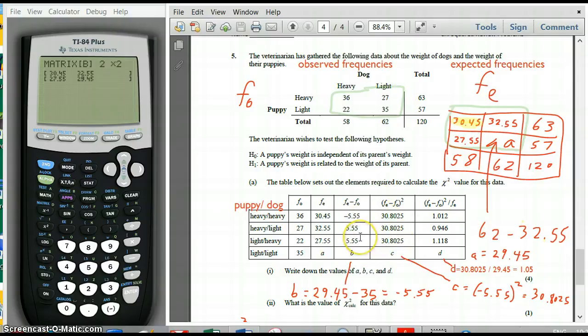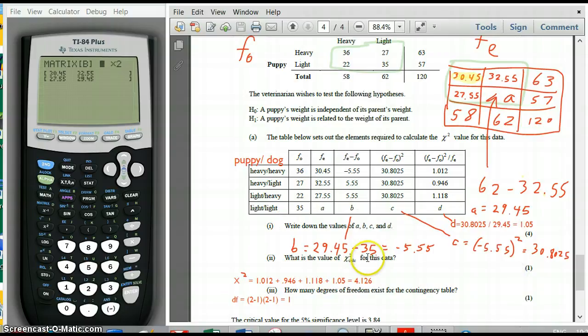So remember when you guys made your own dependency indicator, you figured out the difference between the expected value and the observed value. That's what Pearson did too, except Pearson squares it so that he always gets a positive number. Then he just divides it by FE. Now FE is different in each case, so that's why FE minus FO squared divided by FE is always different. In the case of this line, we're dividing by 29.45, which is FE, and then we get 1.05. And then what is the chi-squared value for this? Now we're just going to add up all these numbers. We just figured out that D was 1.05. So if we add all those up, we get 4.126.